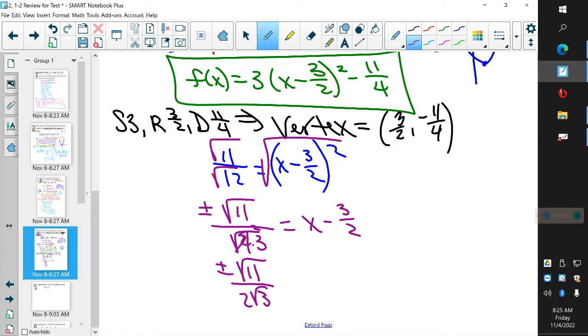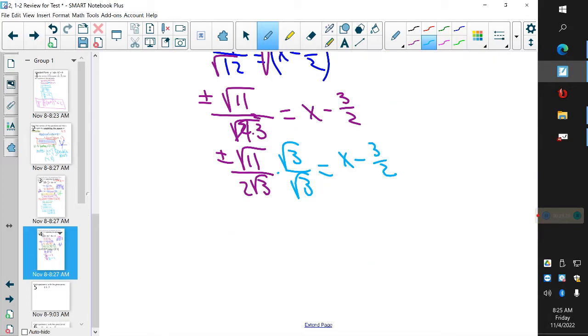I don't care about the 2, but I do care about that square root of 3. So how do I get rid of that square root of 3? Multiply the top and bottom by it. Now, notice that that's just 1, so I didn't have to do it to the left side and the right side. I only had to go to the right side and do that. Okay? So this is plus or minus the square root of 33 over 3 times 2, which is a 6 now, is equal to x minus 3/2.